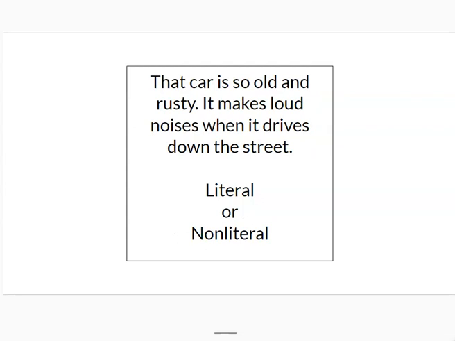That car is so old and rusty, it makes loud noises when it drives down the street. Is that literal? Are all of these things things that could really happen? Or is it non-literal, a descriptive way of writing? That car is so old and rusty, it makes noises when it drives down the street is literal language. When old cars drive down the street, there are probably parts that are loose that would make it make noises. So that is literal language. Great job.